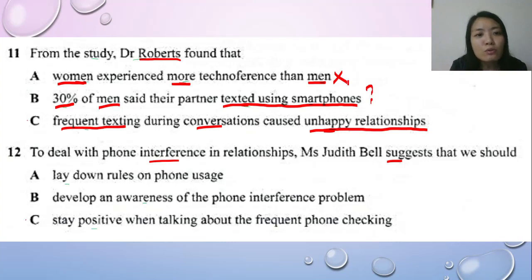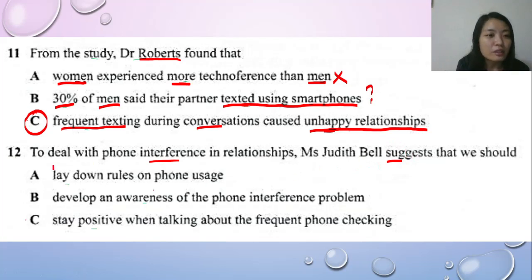So between these two here, this one looks more wrong actually, because earlier in the text there's something about men 30%. It's not really there, whereas here it is mentioned more often about unhappy relationships, although the keyword is not there, frequent texting during conversations. Usually they will not put the keyword there, they'll just put the idea there. But between these two, this one looks more wrong compared to this one. So I'm going to go for this answer.